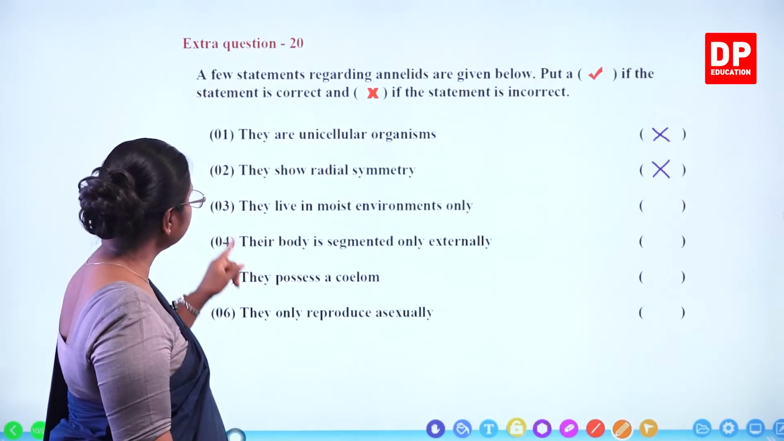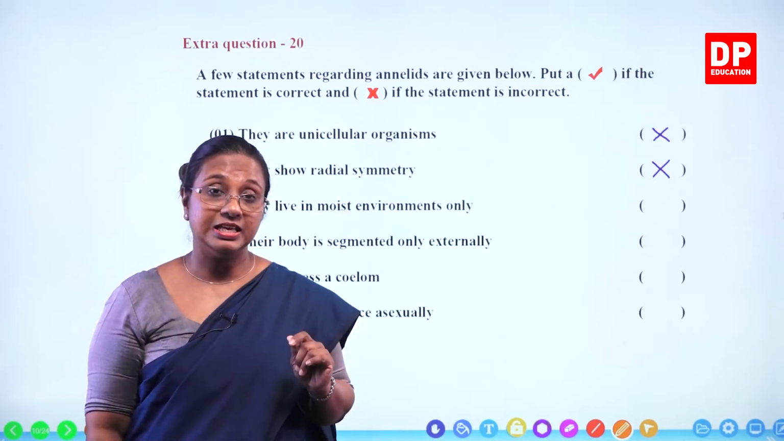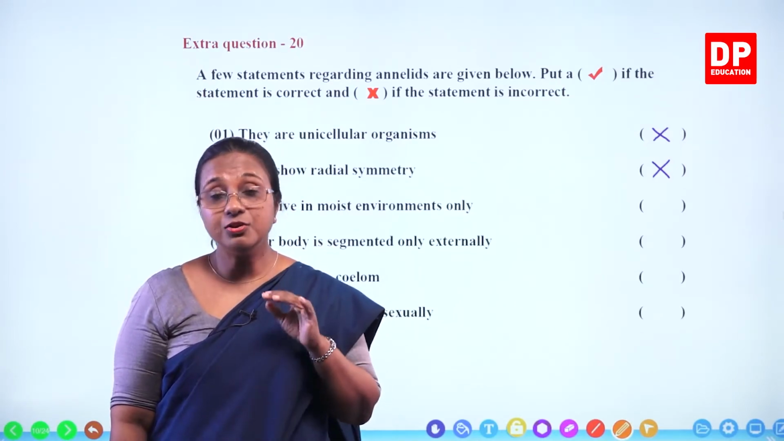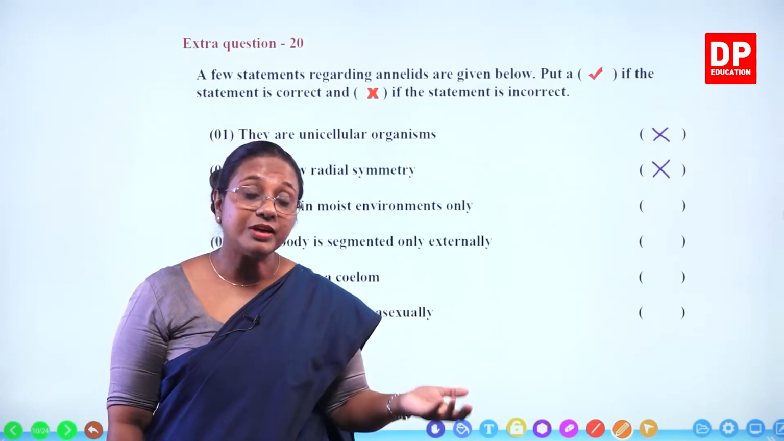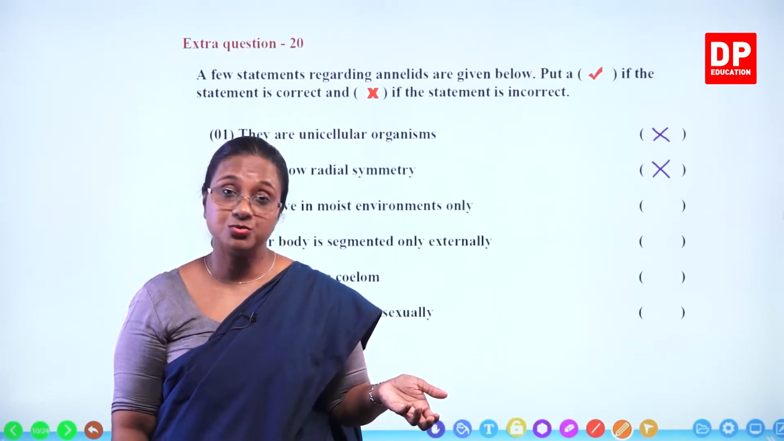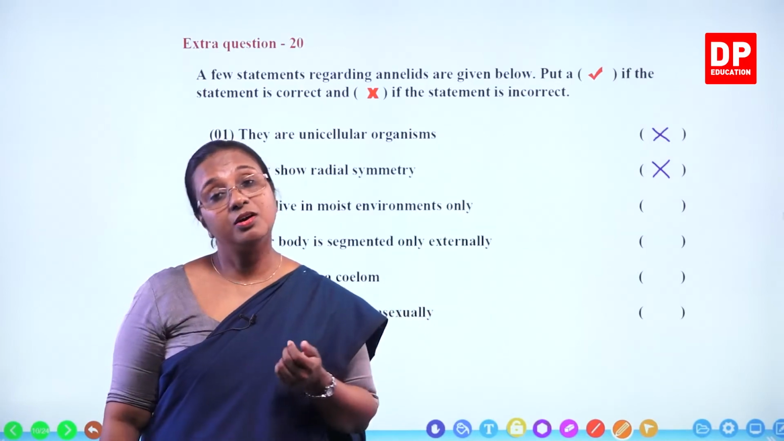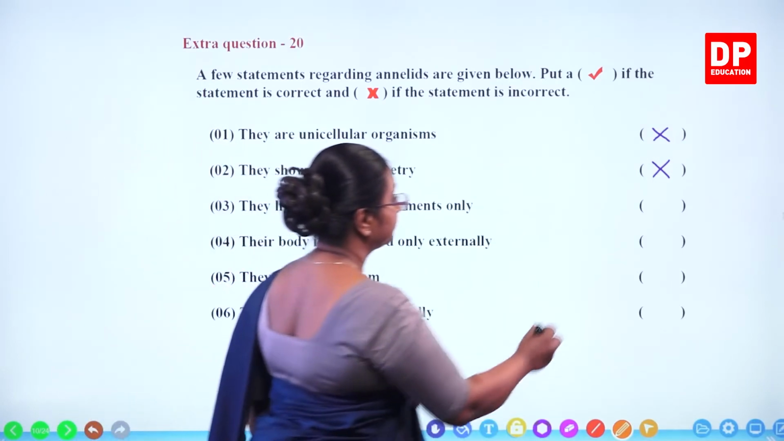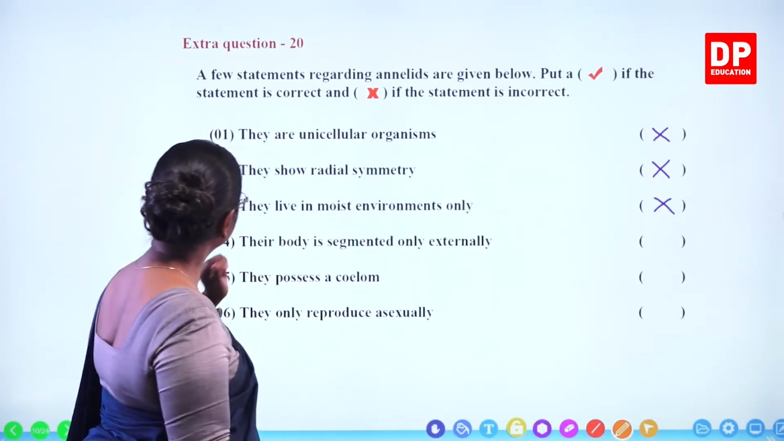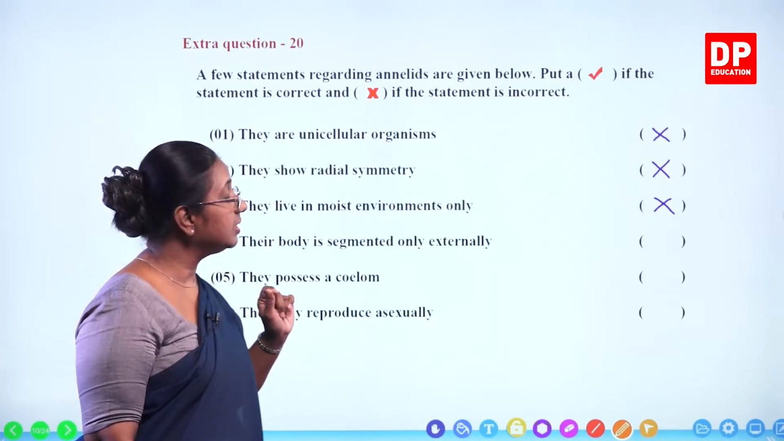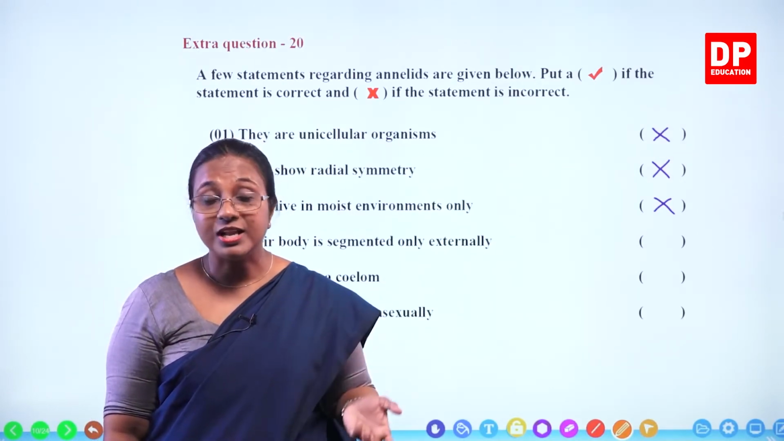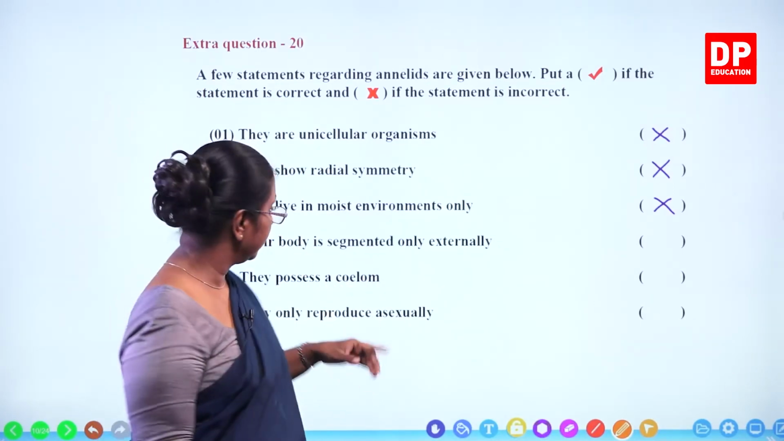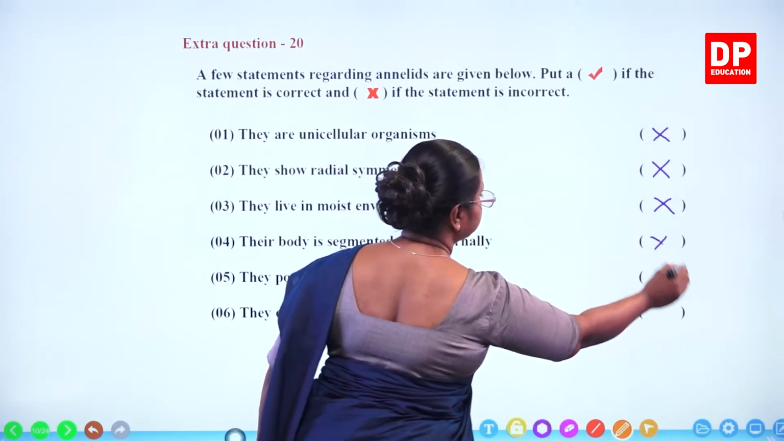Then we have the third one, they live in moist environments only. Do they live only in moist environments? In the terrestrial environment, on land, they do live in moist environments. But you can find them in the marine environment as well. So, marine, terrestrial and freshwater. So, that means this statement is also incorrect. Then we have the fourth one. Their body is segmented only externally. No, they are known as segmented worms. Why? Their body is segmented internally and externally. So, that is also incorrect.